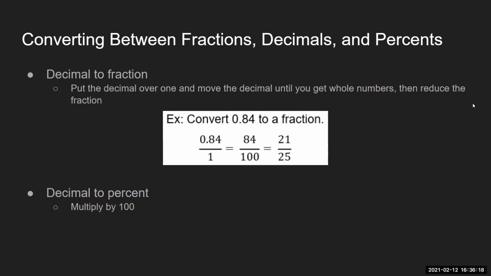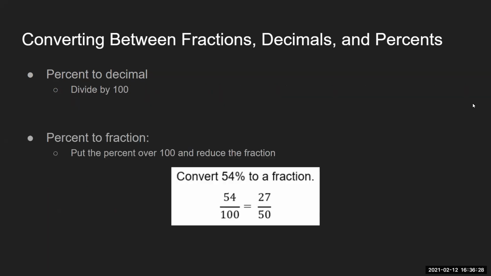So if you're going from a decimal to a percent, another easy one, all you do is multiply by 100, or just move the decimal to the right 2 places. If you're going from a percent to a decimal, you do the opposite. You divide by 100, or you move the decimal 2 places to the left.